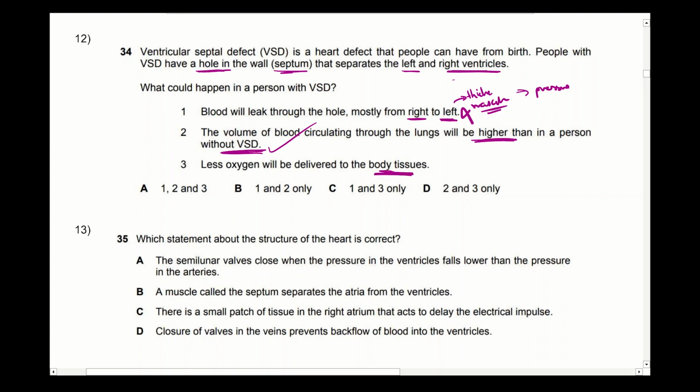This is correct. The reason for this is that the oxygenated blood in the left side keeps moving to the right-hand side. Therefore, the blood in the left, which is actually oxygenated, decreases and goes back to the lung. So it just keeps going in a loop from the right ventricle to the lung. Therefore, less oxygen will be delivered to body tissues due to the decrease of blood in the left side. Therefore, the answer is going to be D.